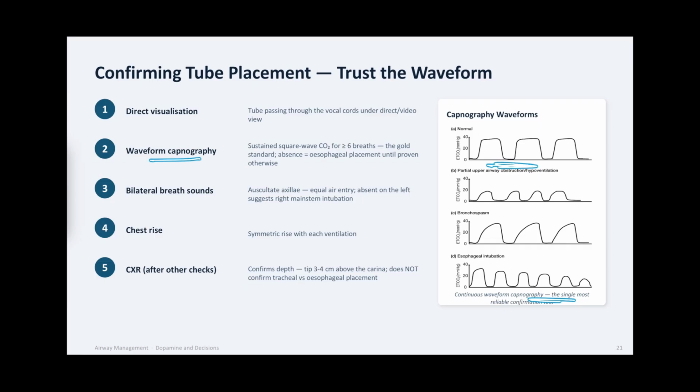Of course, capnography isn't the only confirmation method. Watch the tube pass through the vocal cords. Look for bilateral chest rise. Listen over both sides of the axilla.